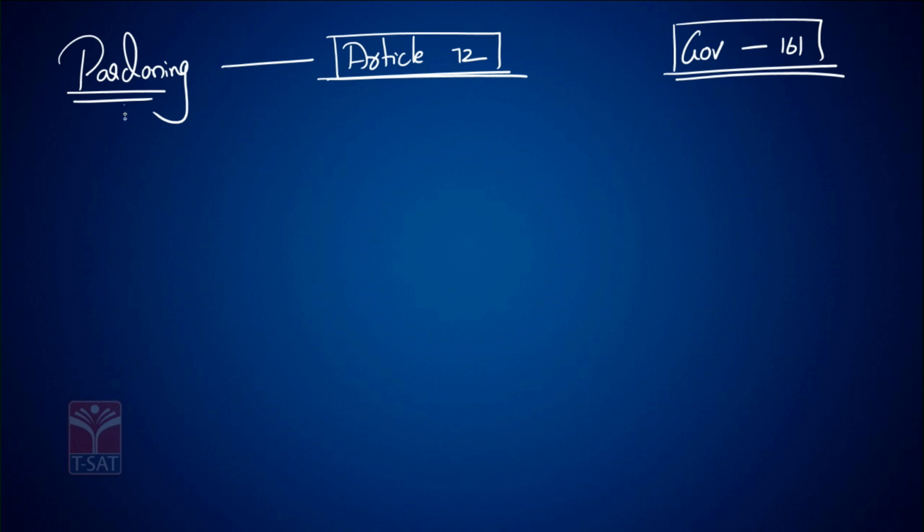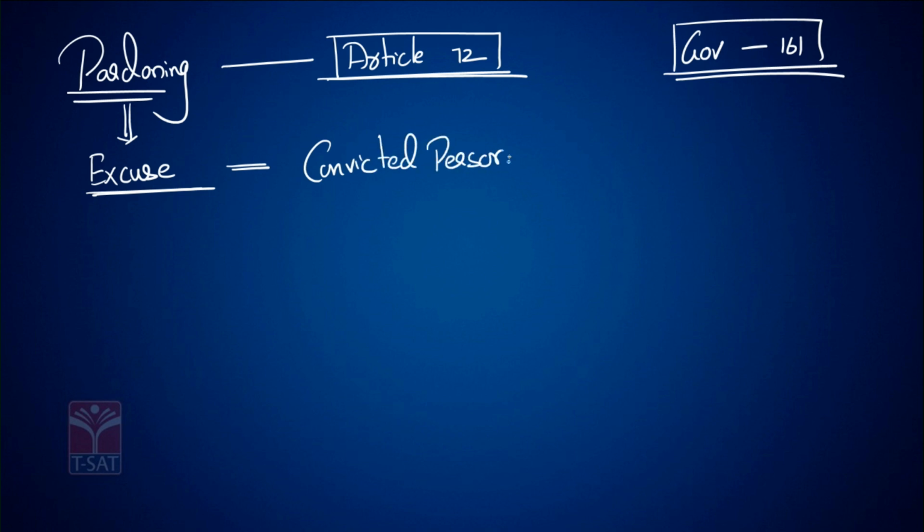Now, what is the meaning of pardoning? Excuse. So, the President of India here is excusing a convicted person. The President of India has the authority to excuse convicted persons. There are types of pardoning powers as per Article 72.